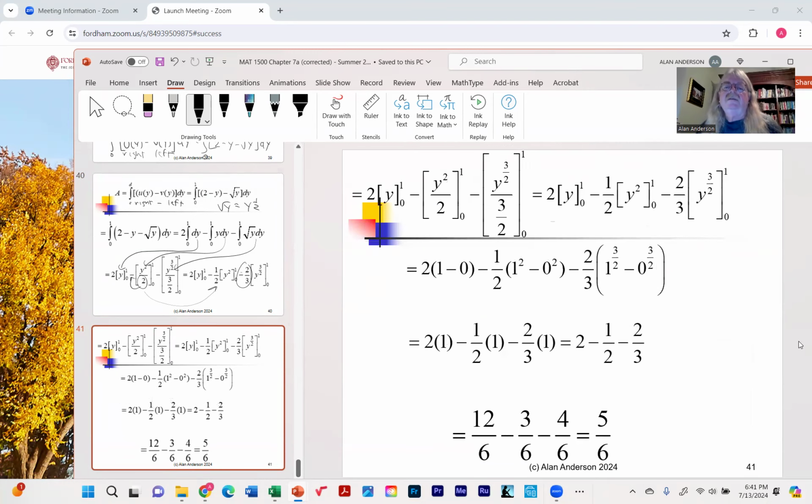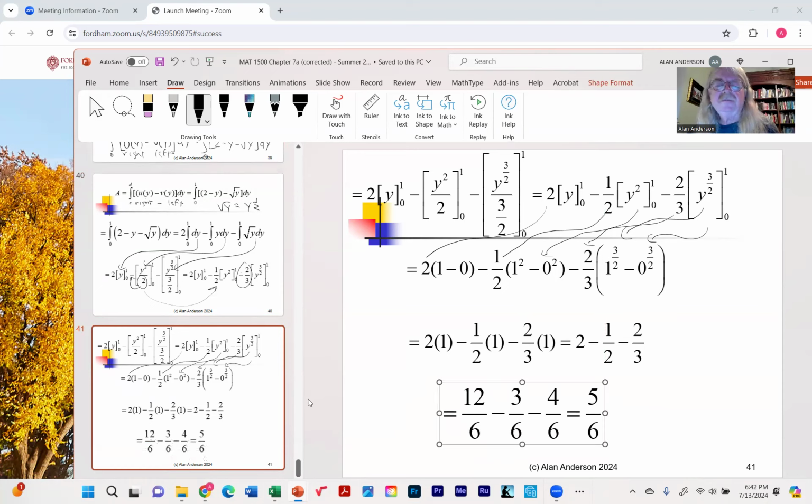All right, so here now, remember, there's a constant here, and then within the parentheses or brackets, we'll have 1 minus 0. Here we have the -1/2. Within the brackets, we have 1 squared minus 0 squared. And then here we have the -2/3. And within the brackets, we have 1 to the 3/2 minus 0 to the 3/2, sorry. And then you can see algebraically, ultimately, when you go through all the steps, you end up with 5/6.